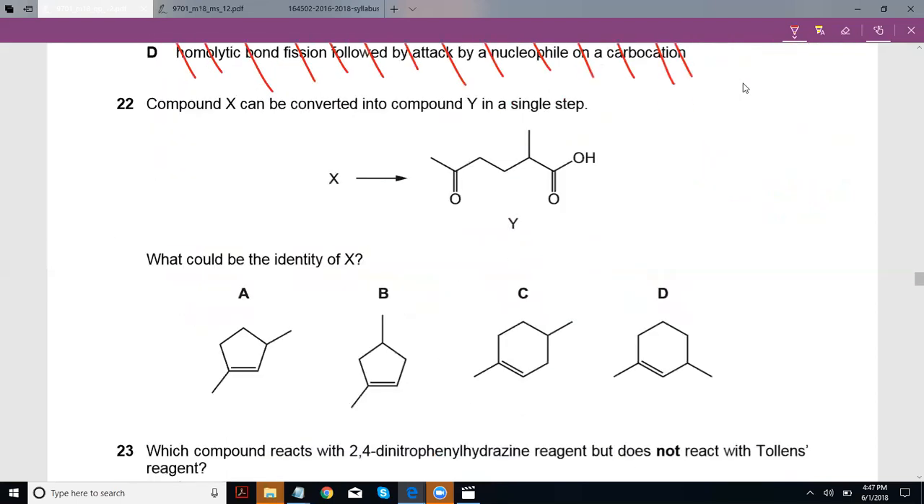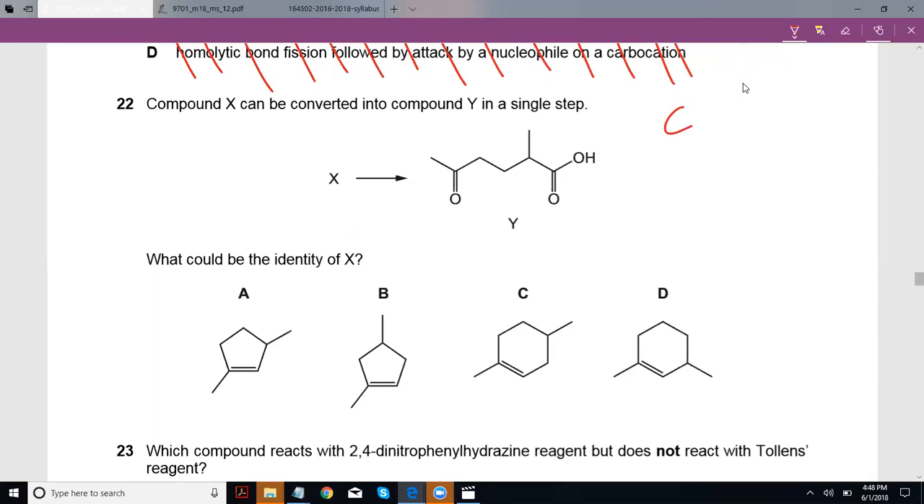Okay, compound X can be converted into compound Y in a single step. What could be the identity of compound X? Well, one thing's for sure, in the options you have compounds that are cyclical in a way, and now they're breaking up here. So what's for sure is that the bond itself has to be breaking. And another thing that's for sure, if you remember, is you're going to add hot concentrated KMnO4 here, and you're going to watch the double bond break.